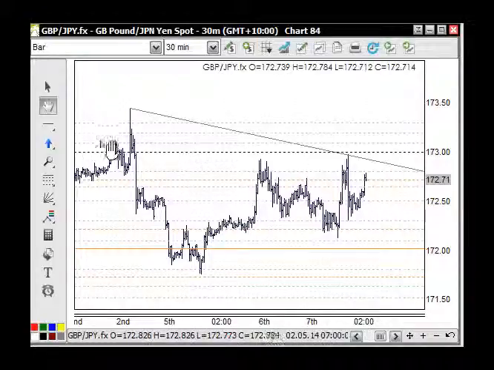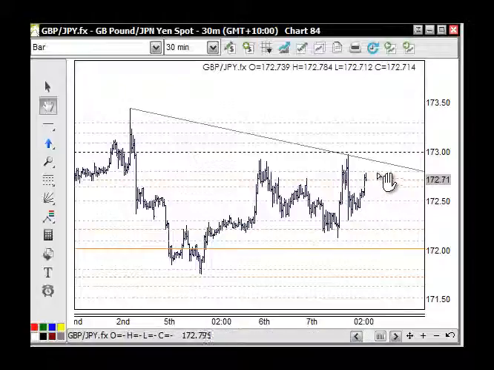But as it stands, this whole pattern here is a bearish pattern that's unwinding, and we just need to give it a little bit of time to completely play out there.